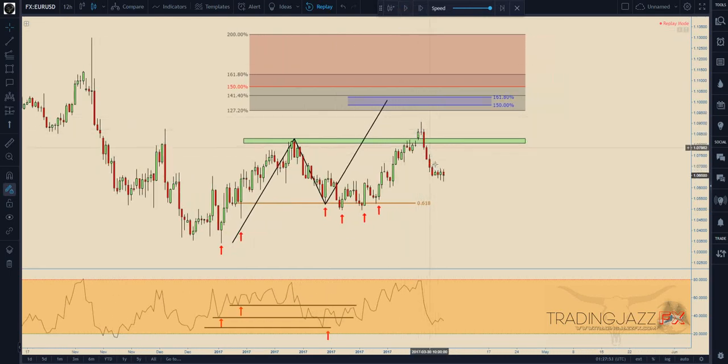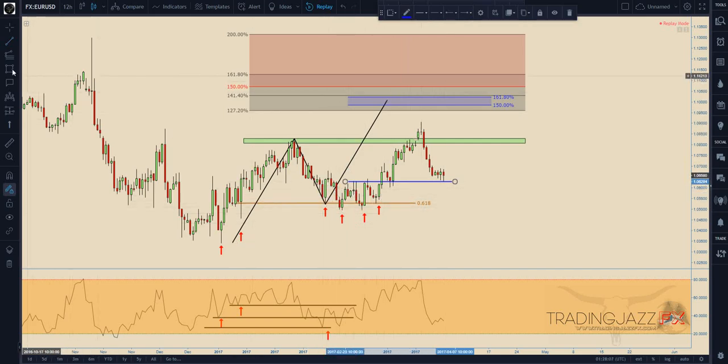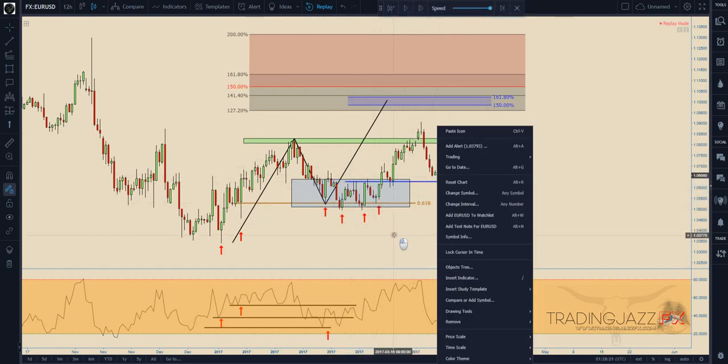Tested previous structure highs, pullback. We are now at this moment retesting this previous structure resistance zone. So the market here has printed what I can call a box of consolidation, a period where the market moves sideways, and the market is now retesting that zone. Okay, let's see what the market will print next.